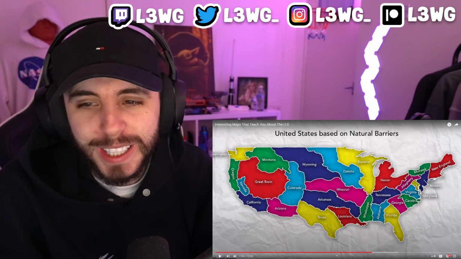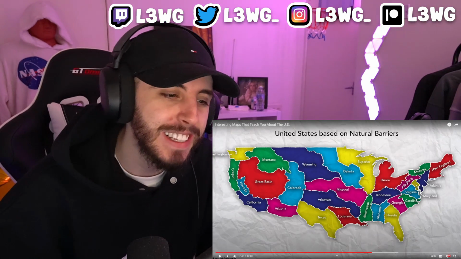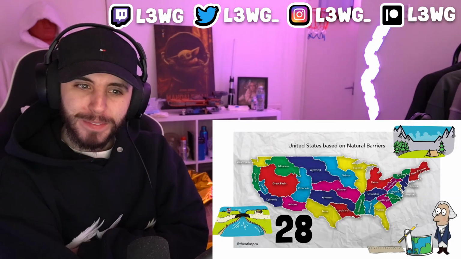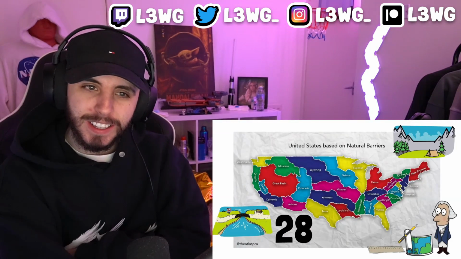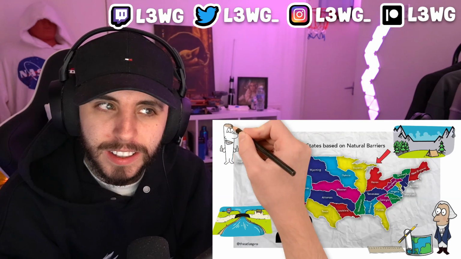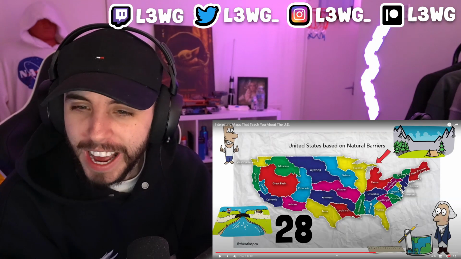Yo, this is so weird to look at right now. This is actually so weird. The continental US would be divided not into 50, but into 28 separate states. And honestly, they look pretty good. That forsaken part of Michigan that is in the Wisconsin Peninsula is gone. For that reason alone, I think they look pretty good. I don't like the look of this.